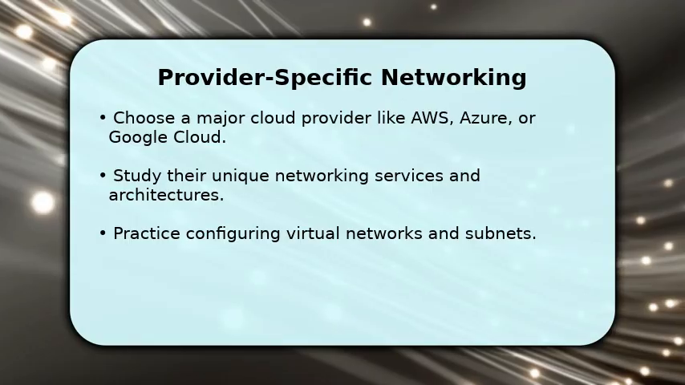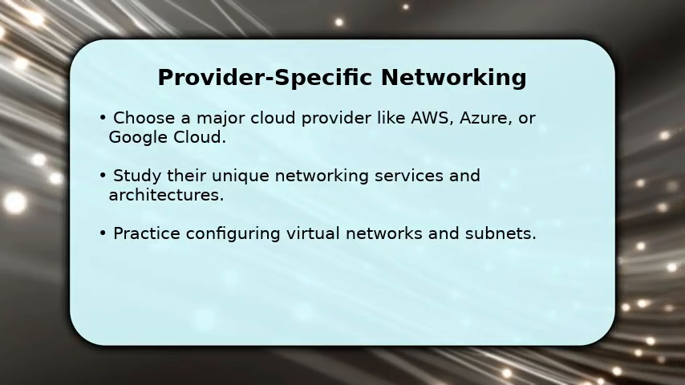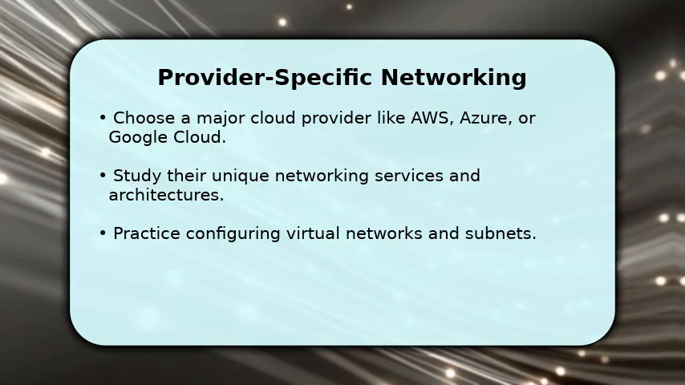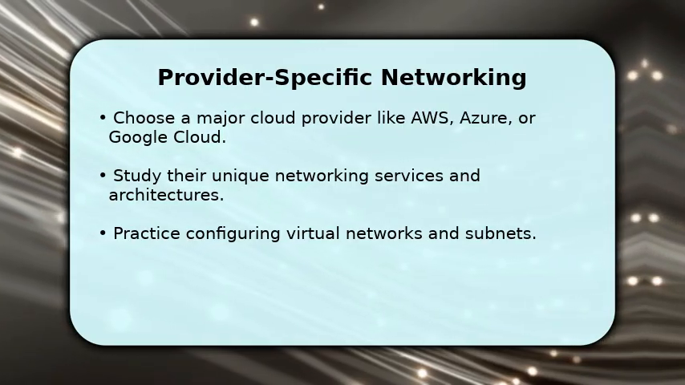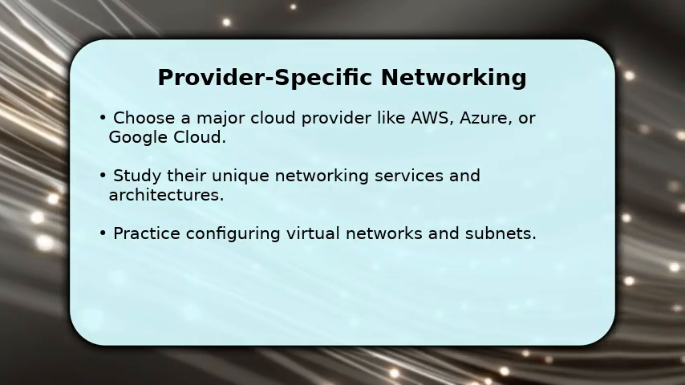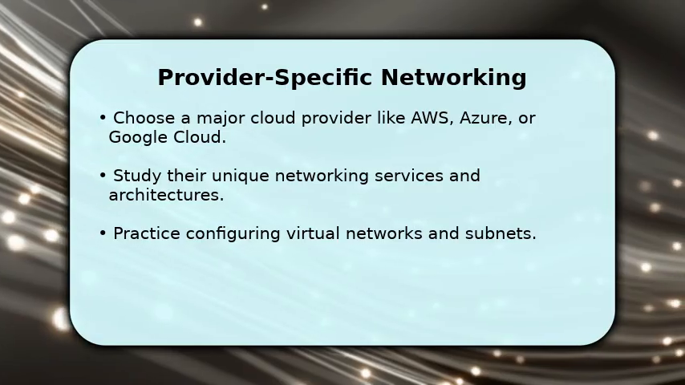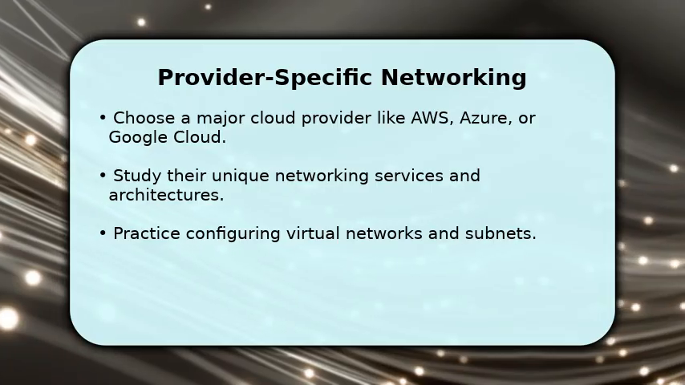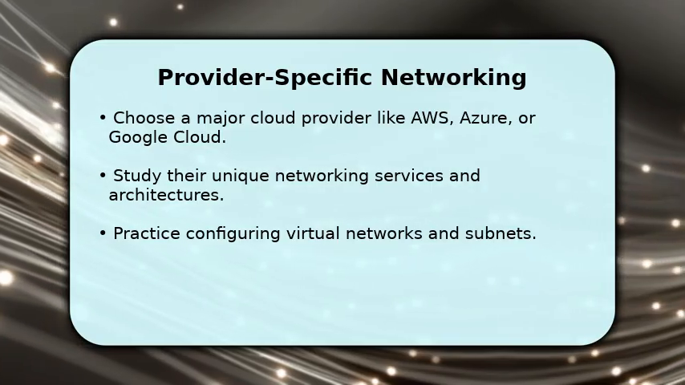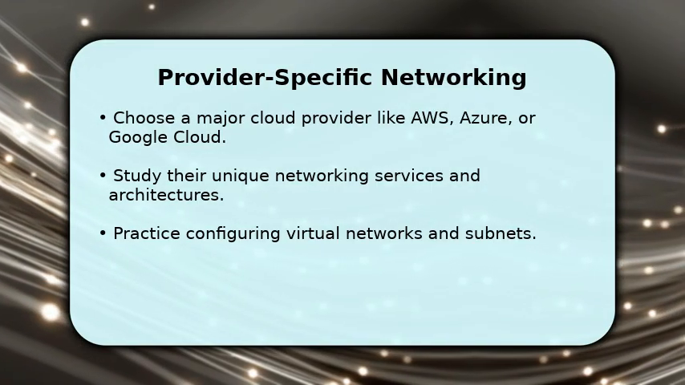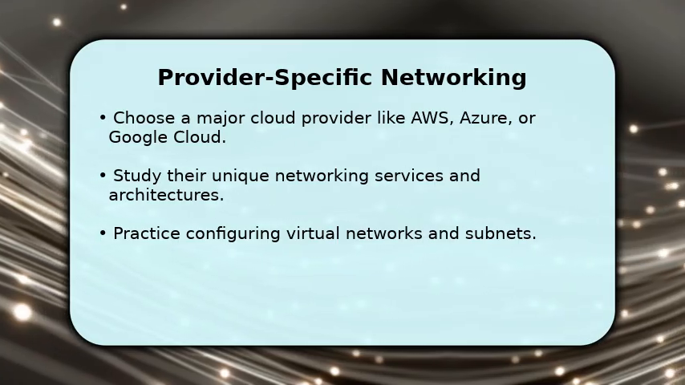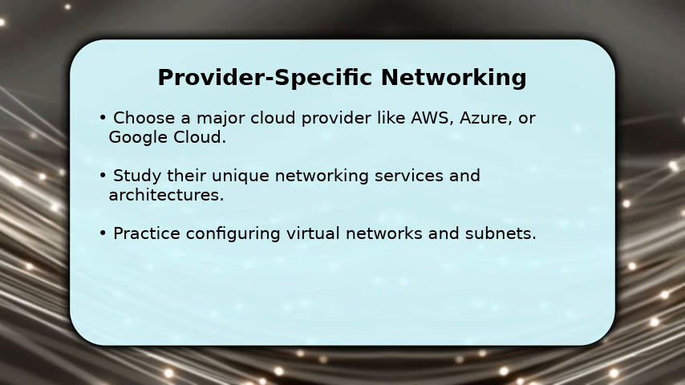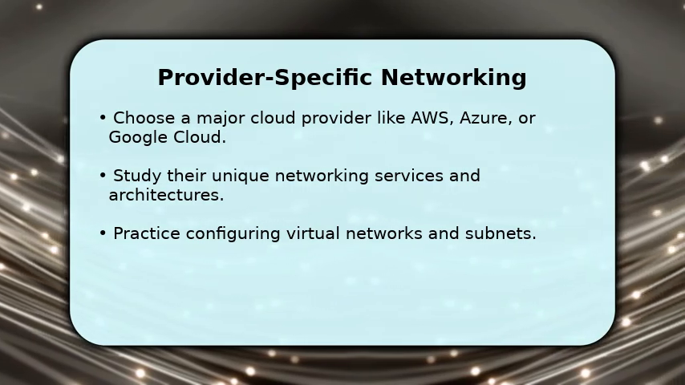Next, select a major cloud provider such as Amazon Web Services, Microsoft Azure, or Google Cloud Platform. Each provider has its own unique set of networking services and architectural patterns. Dedicate time to studying their specific offerings, like Virtual Private Cloud in AWS or Virtual Network in Azure. Hands-on practice configuring virtual networks, subnets, and gateways within your chosen platform is absolutely essential for practical understanding.